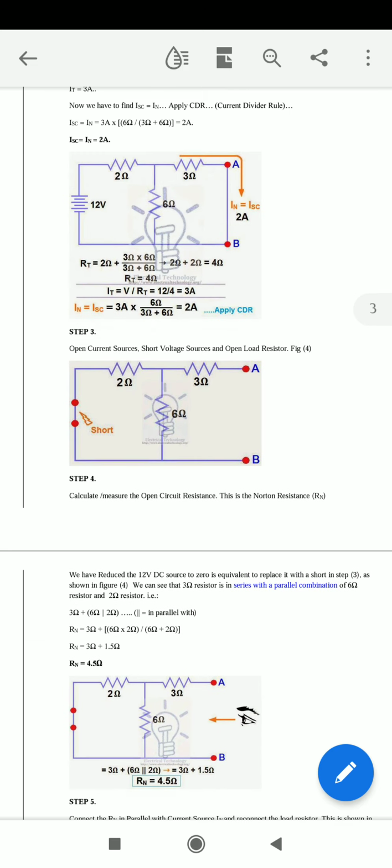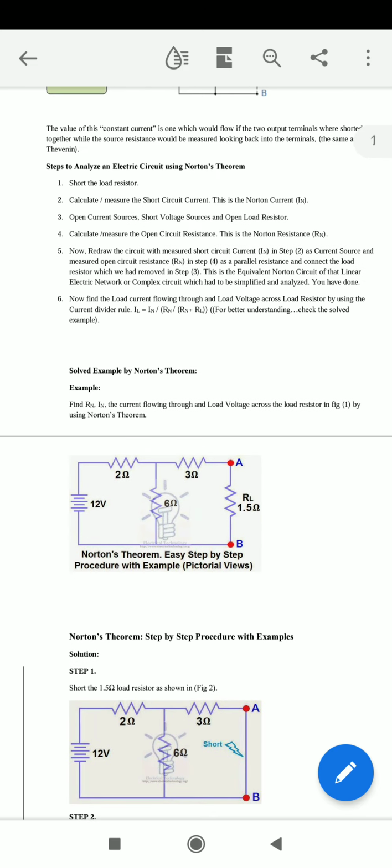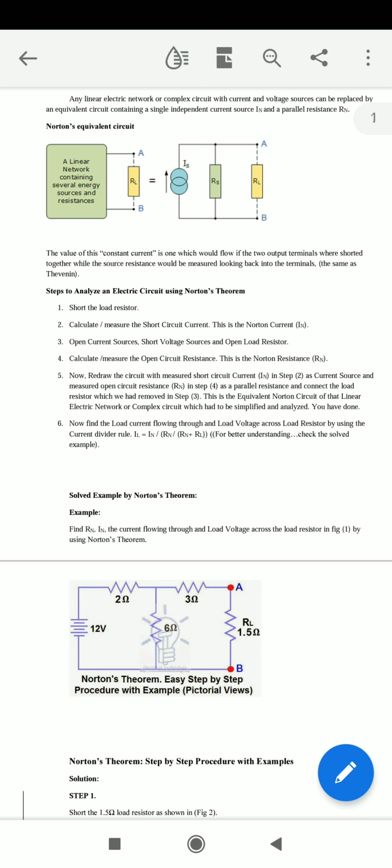So let's see. Remember, we must remember this procedure of Norton's theorem and Thevenin's theorem, mesh analysis and nodal analysis. If we know the total procedure well, it is easy to solve the problem. Okay, thank you.